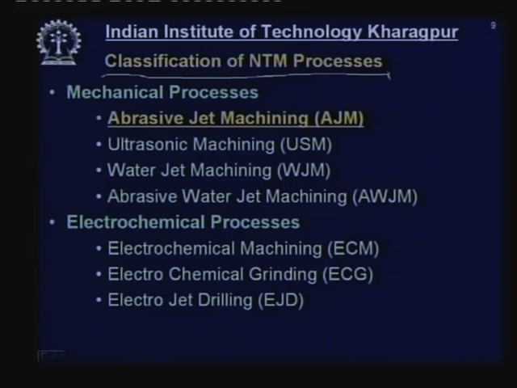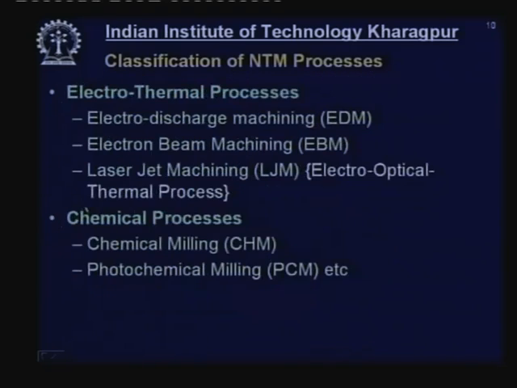What are they? Broadly, it can be classified as mechanical processes, where mechanical energy is used for material removal. We can classify it as electrochemical processes, electrothermal processes as well as chemical processes. Under chemical processes, what do we have? We have chemical milling, photochemical milling. Photochemical milling is very much used in the electronic industry.